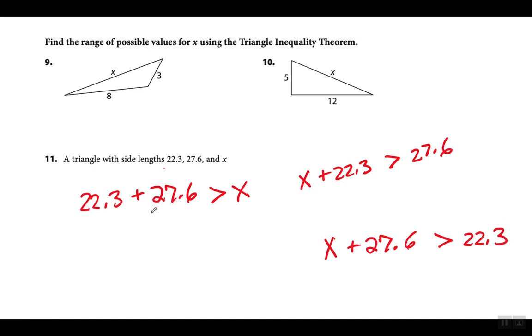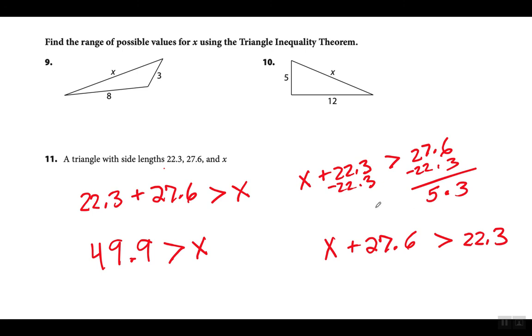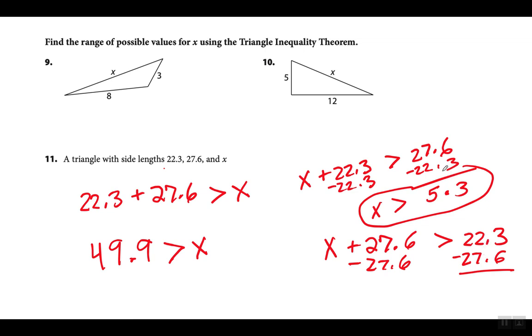All right, so when I add these, I'm going to get 49.9. Okay, when I subtract 22.3 from both sides, I'm going to get x is greater than 5.3. And over here, when I subtract 27.6 from both sides, it's going to be the same as this number, but negative. So x is greater than negative 5.3.